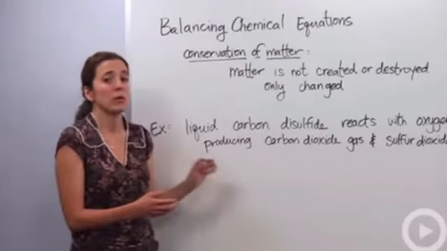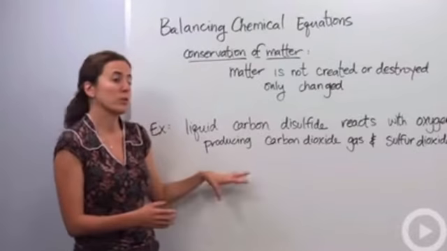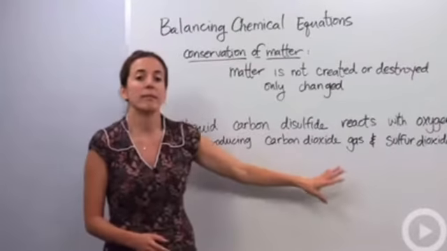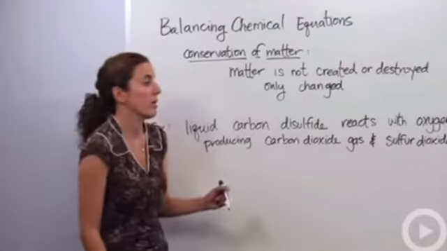So we want to make sure that we don't magically make up new elements as we're dealing with chemical equations. We want to make sure whatever we have on the reactant side is exactly the number of particles we have on the product side. And so let's put into action what I'm talking about.